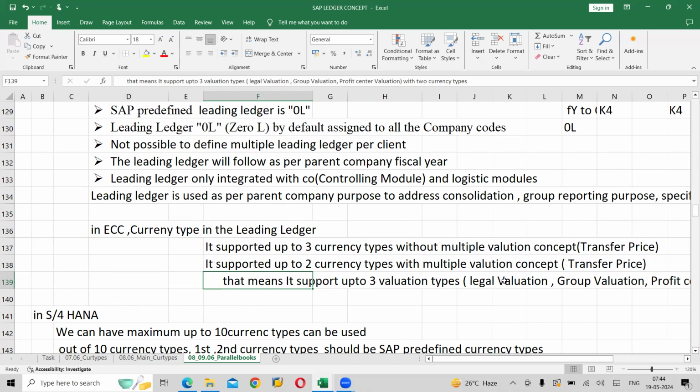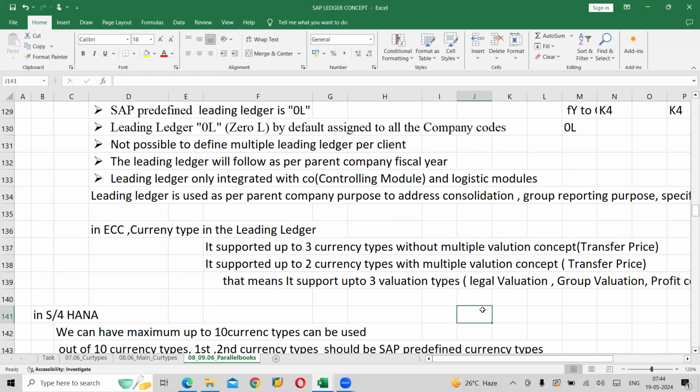So here legal valuation, we know that. What do you mean by group valuation? We discussed about it. Sir, group reporting. Sir, I'm saying group valuation. Then what is legal valuation? If group valuation is group reporting, then what is legal valuation? We have spent a lot of time on it. The valuation done in the company code currency is called legal valuation.